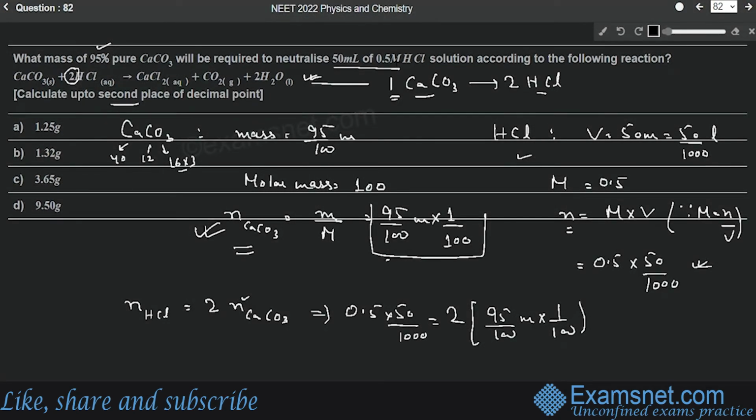Okay. Now if we solve this, we'll get the value of mass, that is equal to 1.315 gram. Now we have to find up to second place of decimal point. So now if we round it off, so we'll get 1.32 grams. Okay. So out of the given options, option B will be the correct answer.